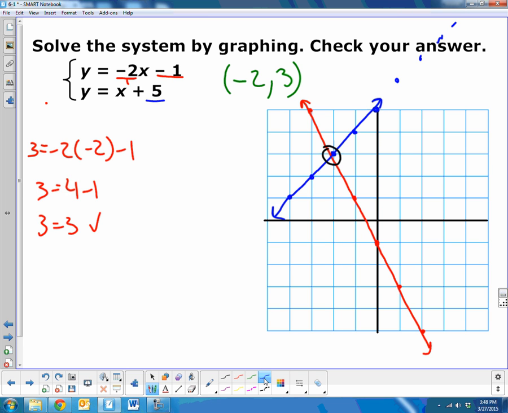Check. For the blue line, 3 should equal -2 plus 5. Yep, 3 equals 3. Check. It worked for both.